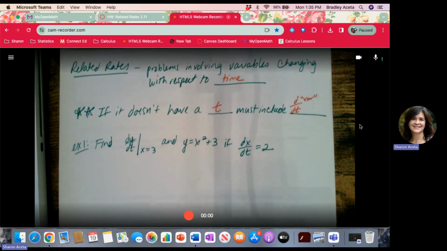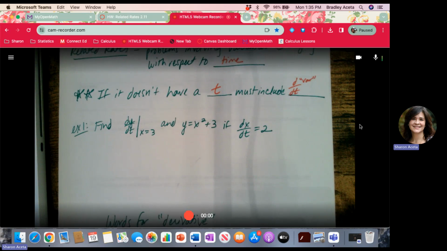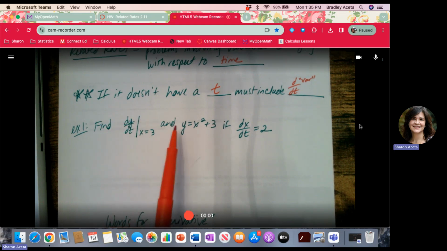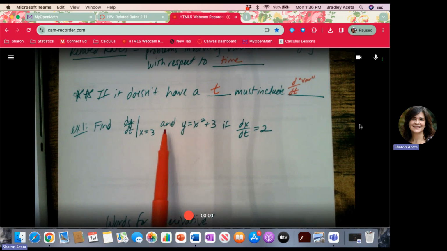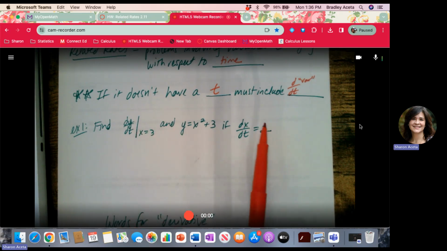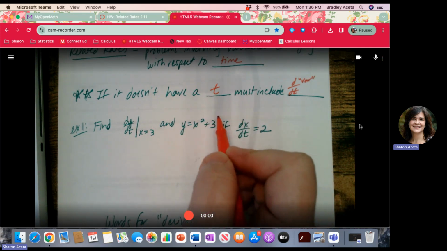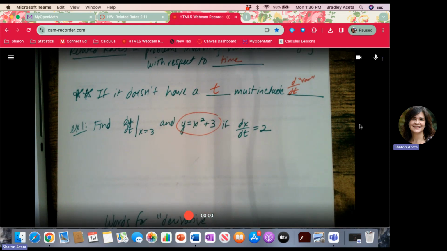So in this first example, it's not a word problem, but it's just showing you some notation, because you really never want to fear calculus because of notation. Here's what this one is saying. Find the dy/dt evaluated at x equals 3. That's what that means. Find dy/dt evaluated at x equals 3 and y equals x squared plus 3 if dx/dt is 2. So they're giving us some information here. They're giving us x to be 3, they're giving us dx/dt to be 2, and they're also giving us a formula. This is really where we want to start, this formula right here.